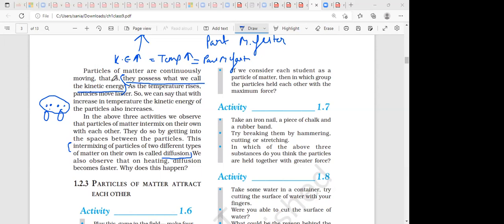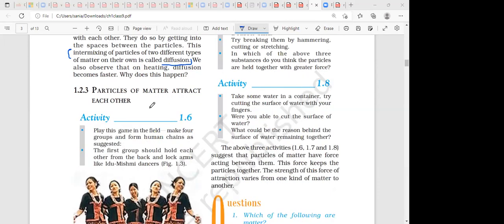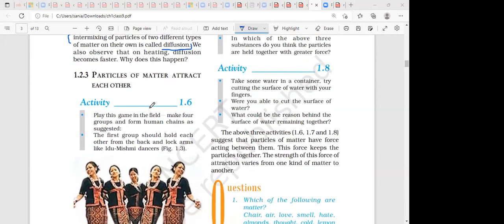Now, third one: particles of matter attract each other. So after this, you write that particles of matter have force acting between them. This force keeps the particles together. First, you'll write the third point. This is your third point: that particles of matter attract each other, and they have force acting between them, and because of this, they keep together. Like they are always together.